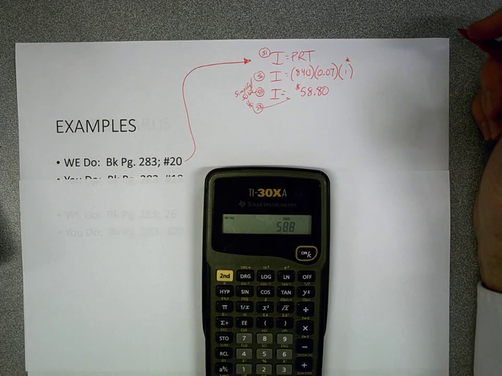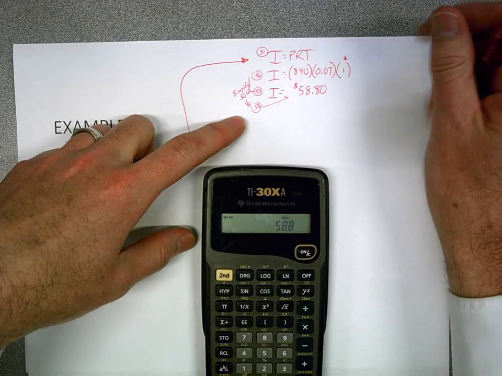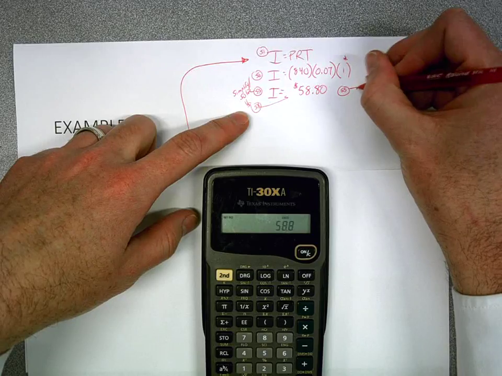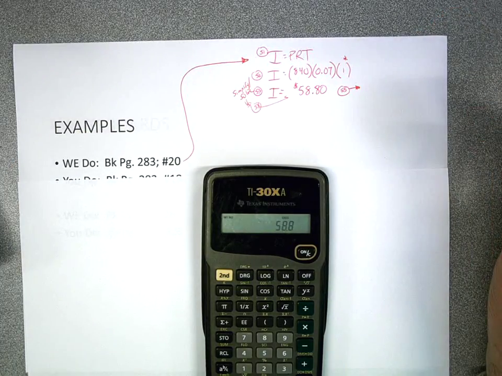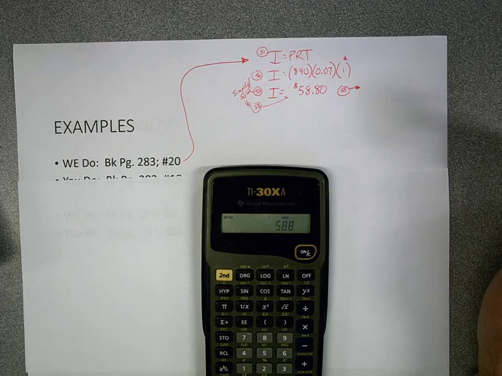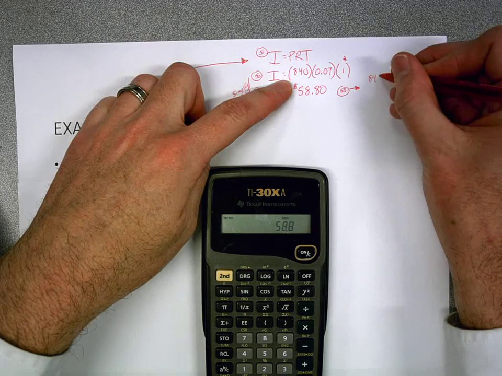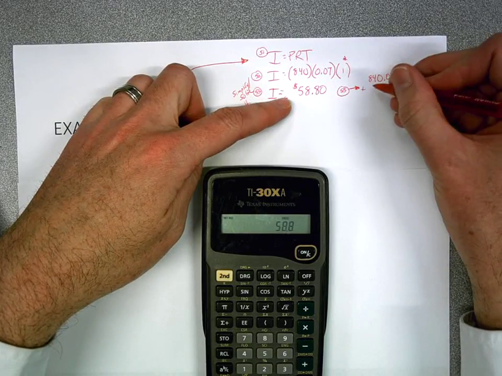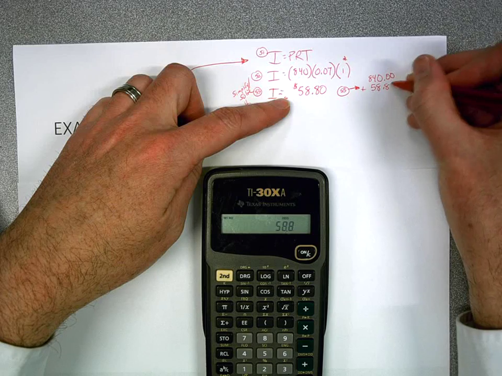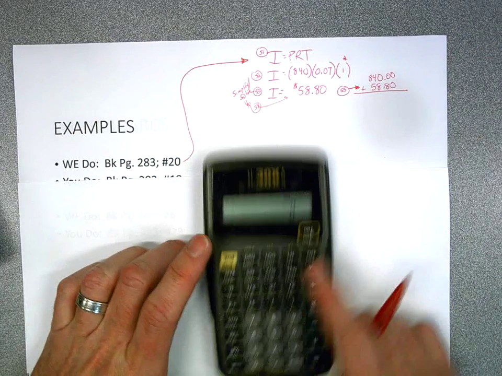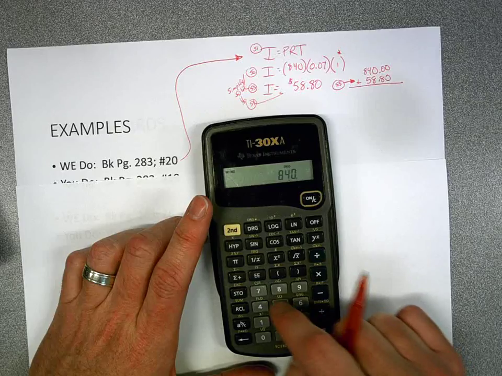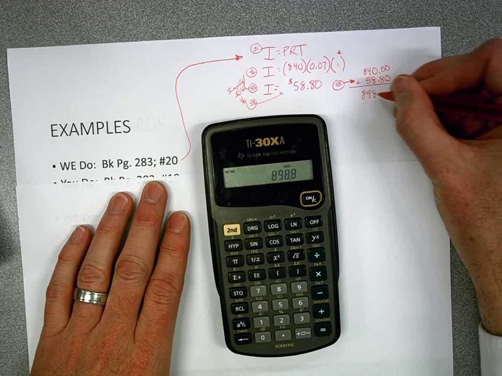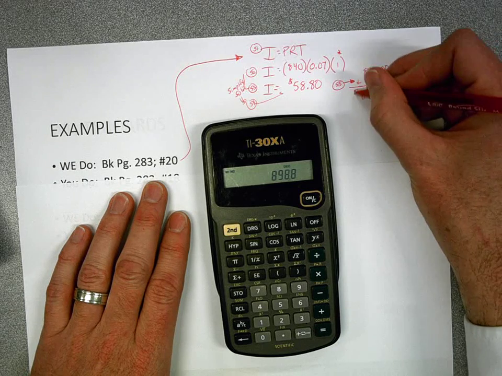Now, here's what you're going to do. Step 5: you are going to find out how much you owe the bank after that 1 year by taking your principal, might want to put the 0 cents there, and adding your interest to it. So $840 plus $58.80 equals $898.80, which is 80 cents.